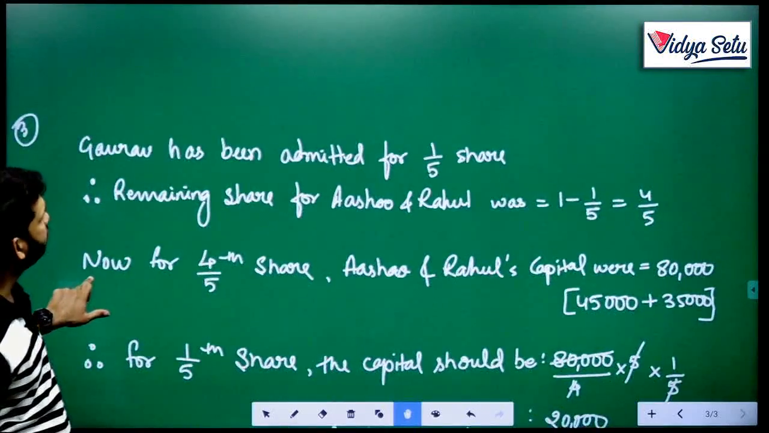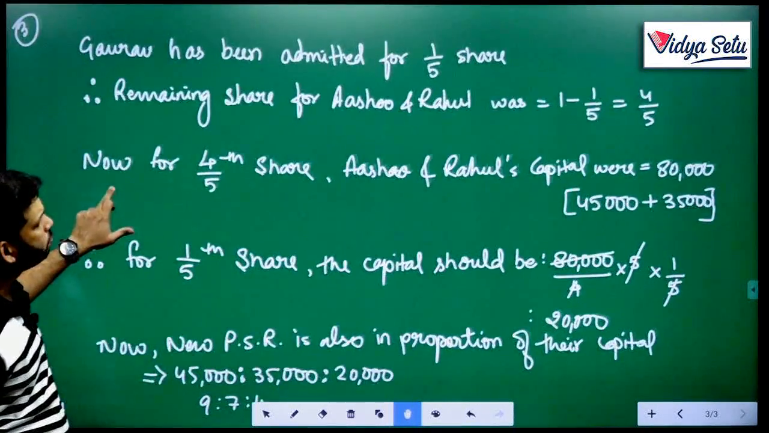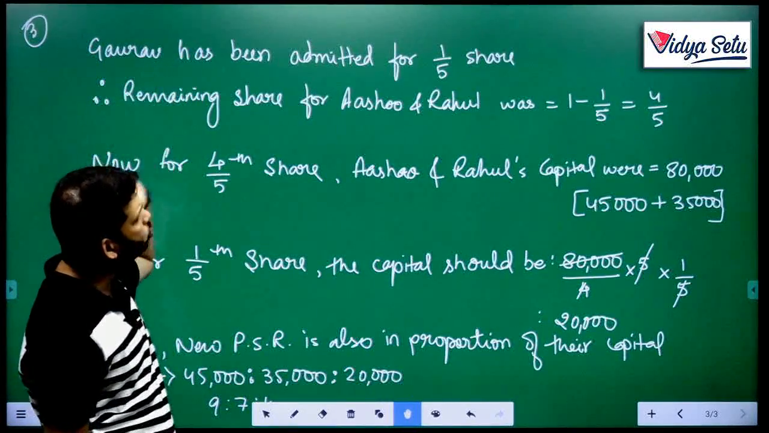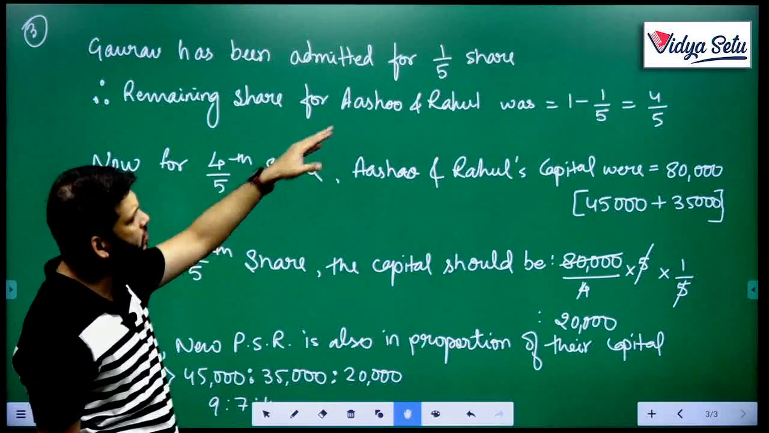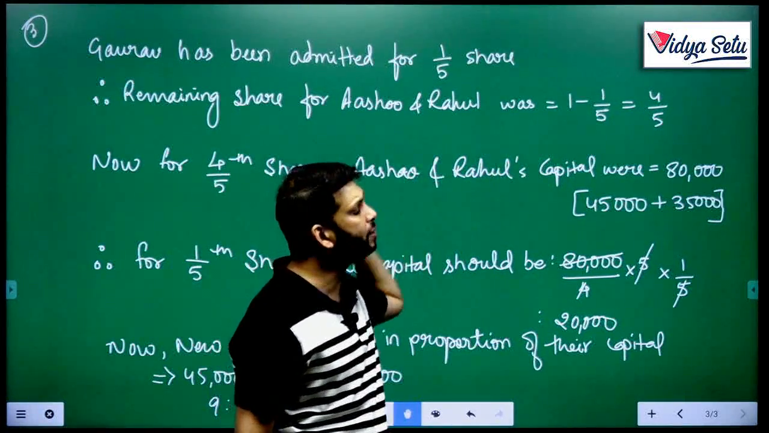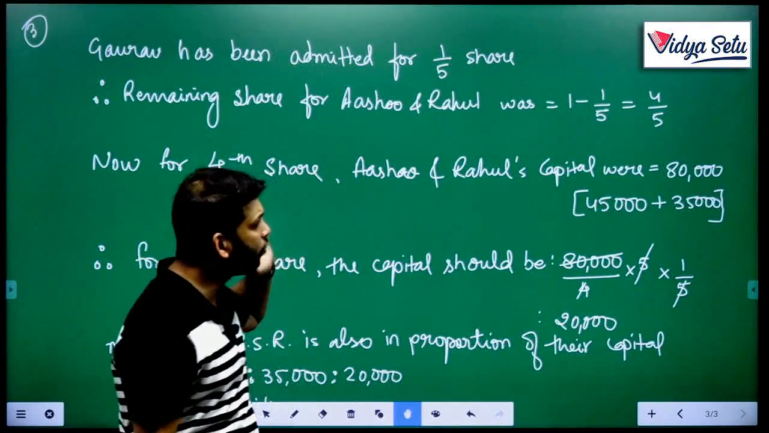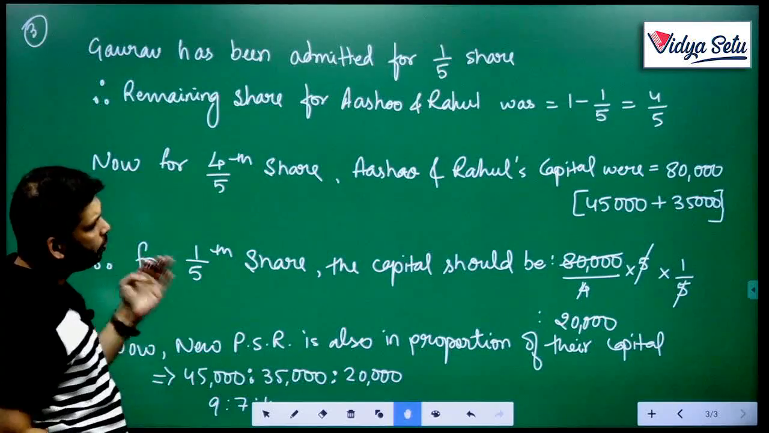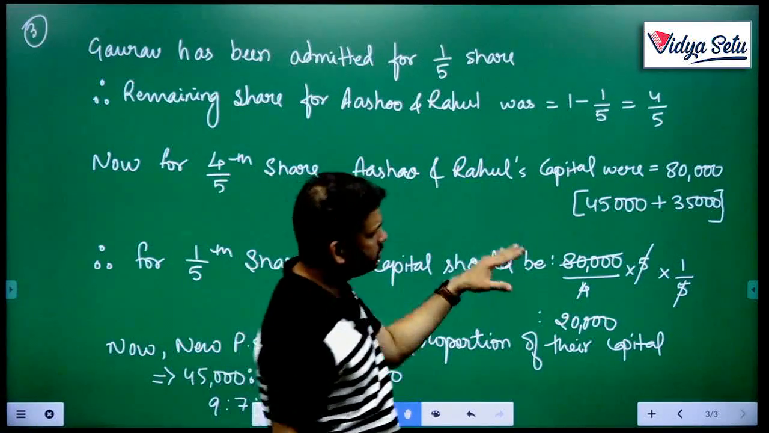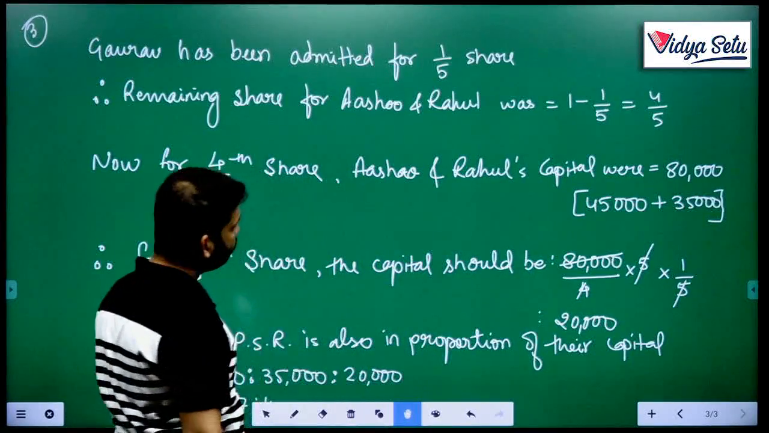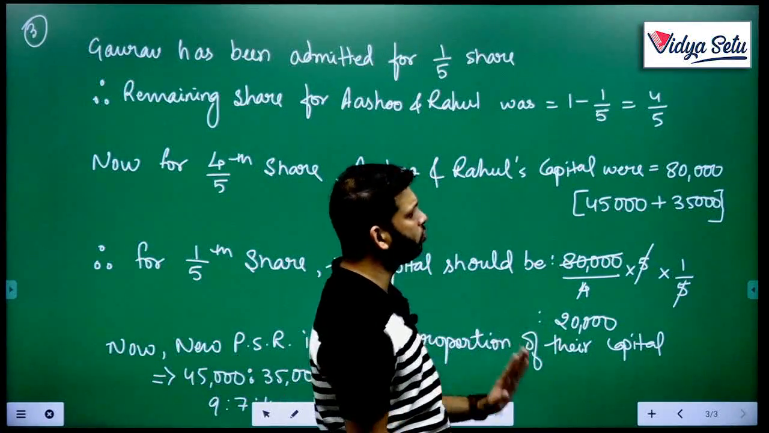This is the tricky part: because proportionate capital is given, he has been admitted for 1/5 share, so what is remaining for the old partners is 4/5. For the 4/5 share, their capital was 80,000. Even their capital should have been in proportion. So for 1/5, how much should it be? 80,000 as it is, this 4/5 reversed, this 1/5 just multiply. This is how you have to remember.